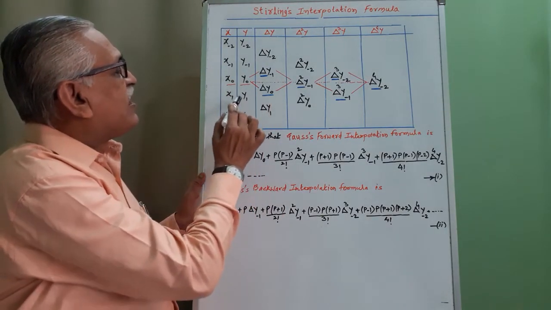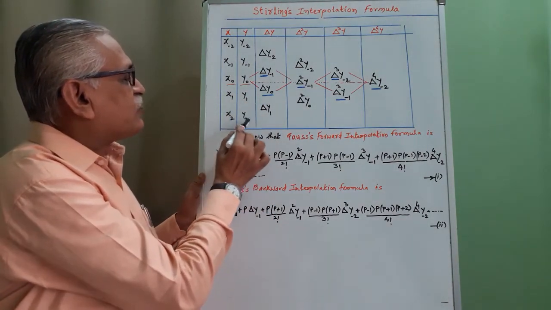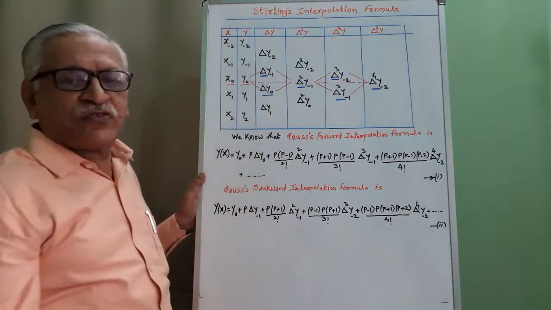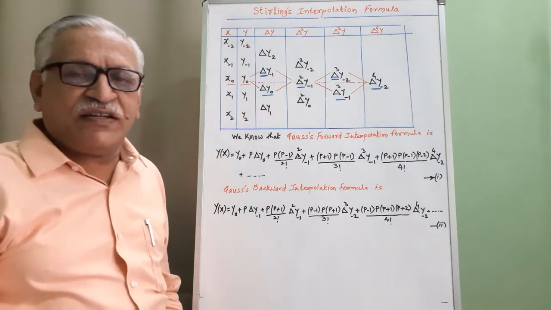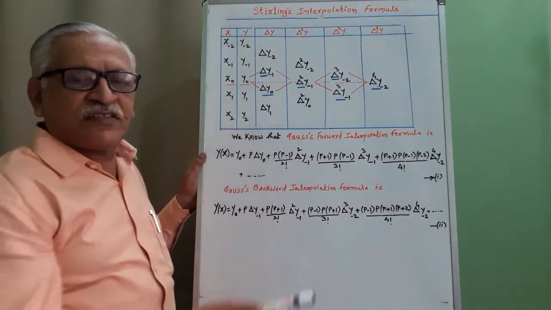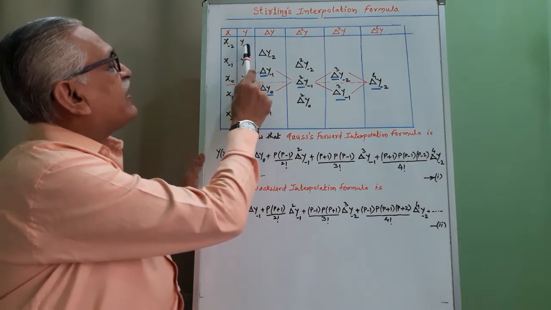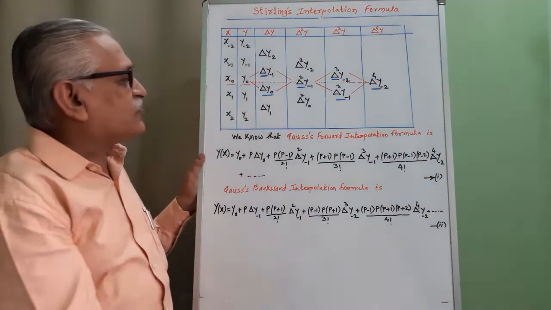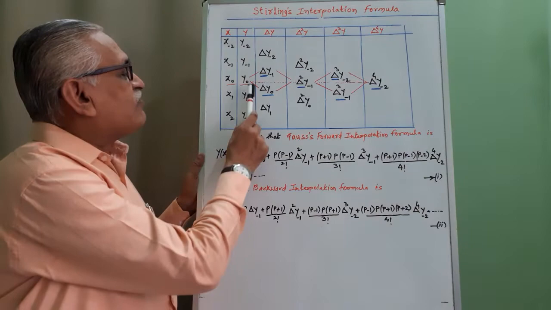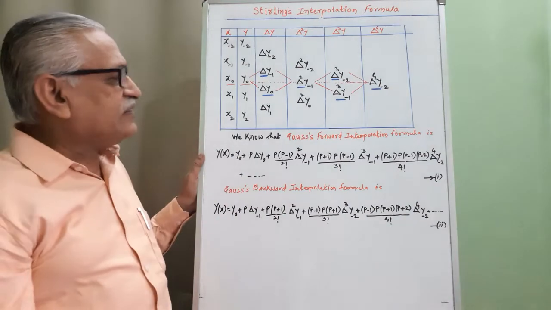The values of x and y are x0, y0 as the central value, below it x1, y1, x2, y2, above it x minus 1, y minus 1, x minus 2, y minus 2. Then we prepare the forward difference table as usual, as I have discussed in earlier videos. y minus 1 minus y minus 2 is nothing but del y minus 2. y0 minus y minus 1 is del y minus 1. y1 minus y0 is del y0. y2 minus y1 is del y1.